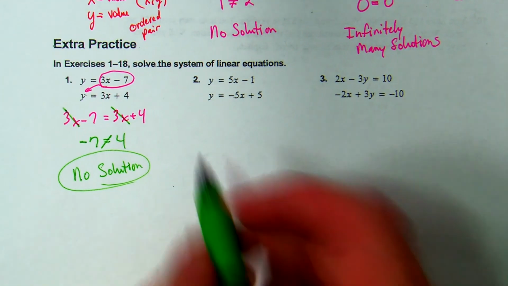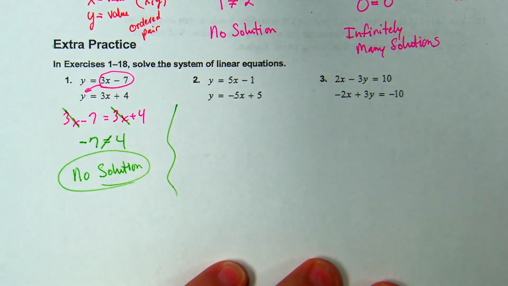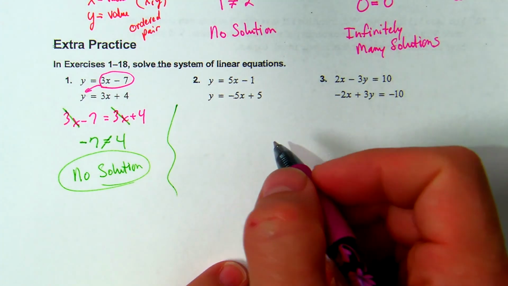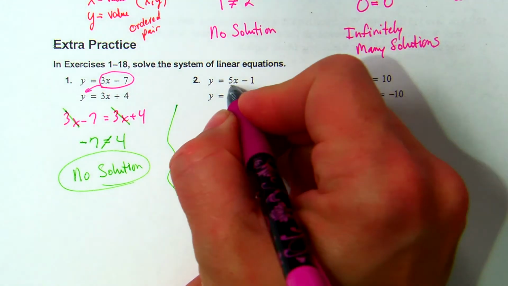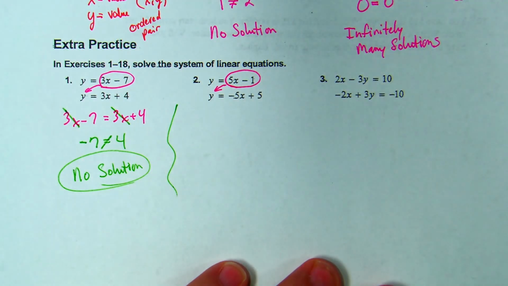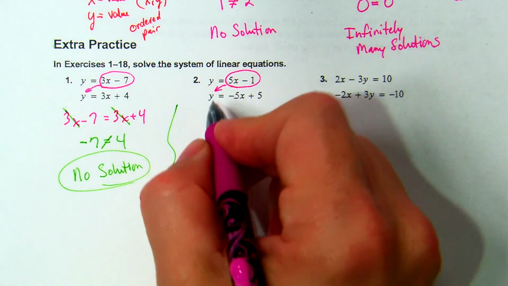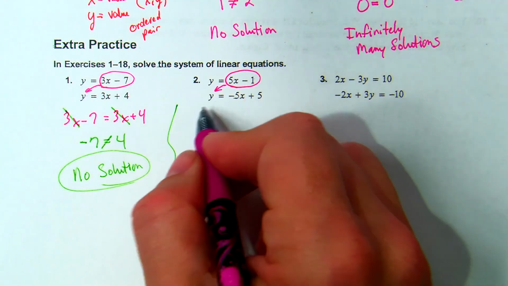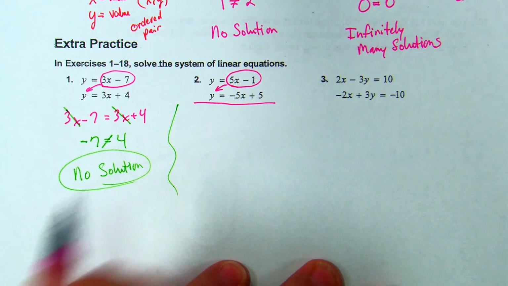All right, number 2. In this case, we actually could do the substitution. We could take 5x and put it in here. And again, there are multiple ways to solve this. We can do graphing, substitution, elimination, however you want to do this. But I'm going to show a different version of what we can do here. Elimination is a very common and easy one to do.